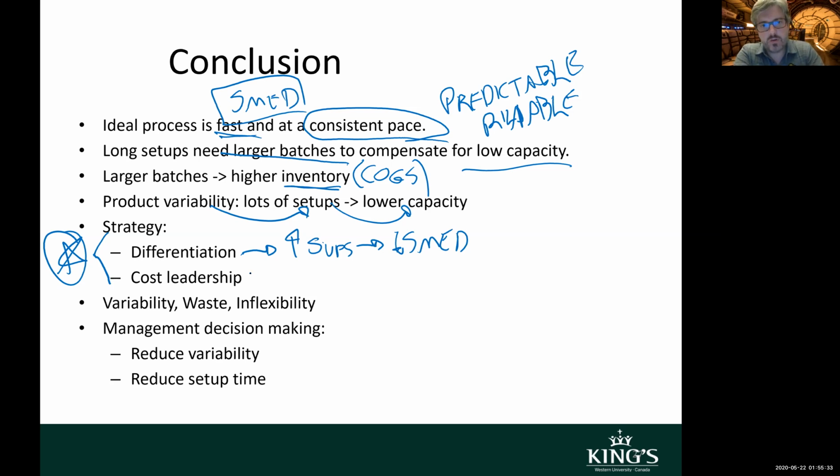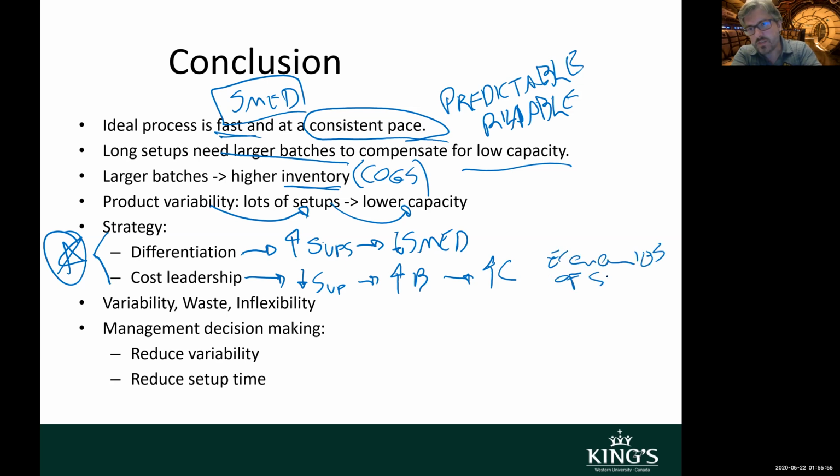On the other hand, if you're looking for cost leadership, you're not going to have a lot of setups, right? And you can work on big batches. By working on big batches, you can increase your capacity and have economies of scale. You make money on volume, not on quality or differentiation. And again, the problem with big batches is it increases waste.